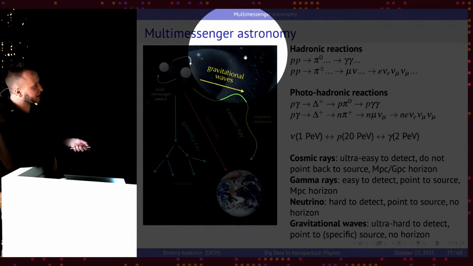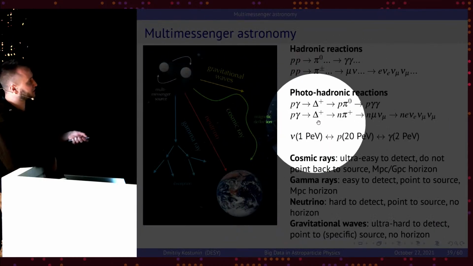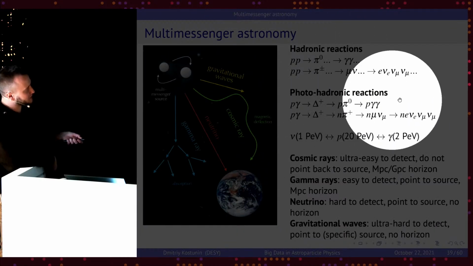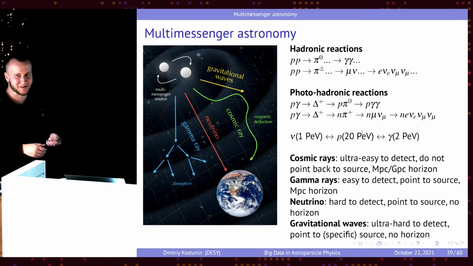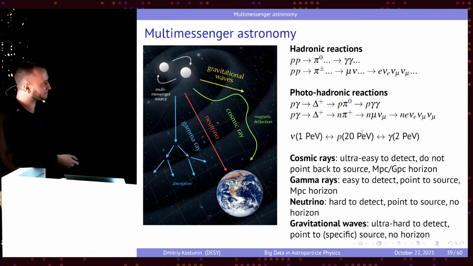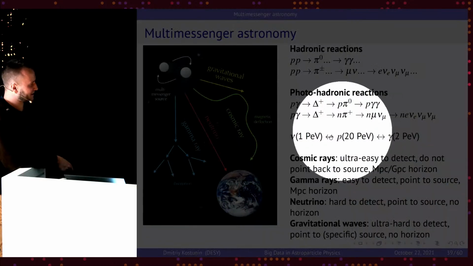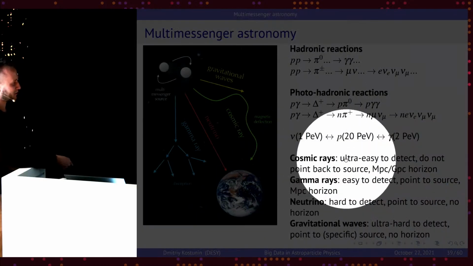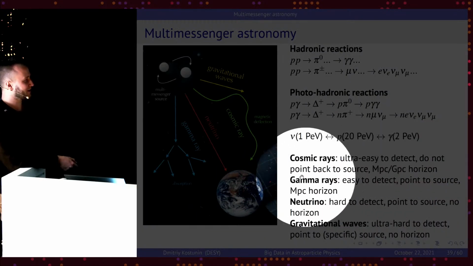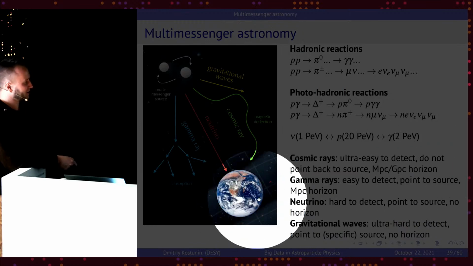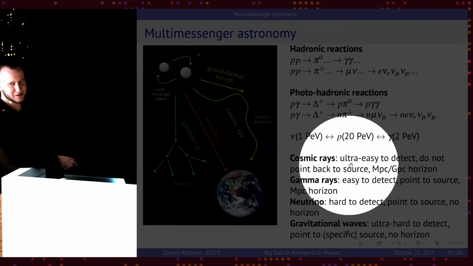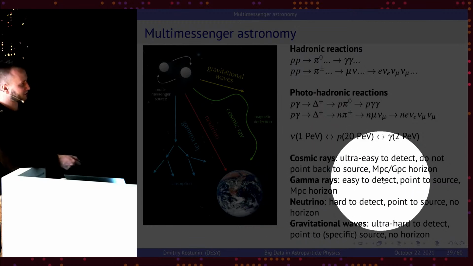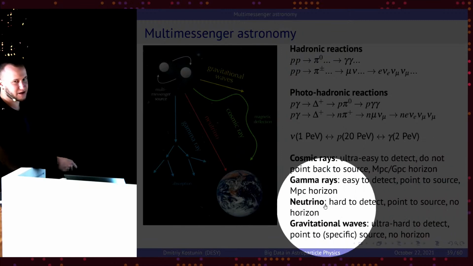This is a reaction showing how we can connect these particles. Just to let you know, this particle chemistry is much simpler than normal chemistry, thanks to the development of quantum field theory. And this is just a summary. We already know that cosmic rays are very easy to detect, but we never point back to the source. Gamma rays are kind of easy, and they point to the source, but they have a megaparsec horizon.